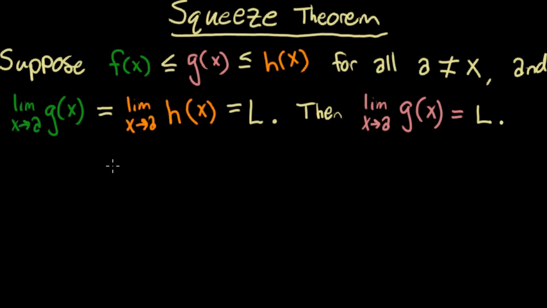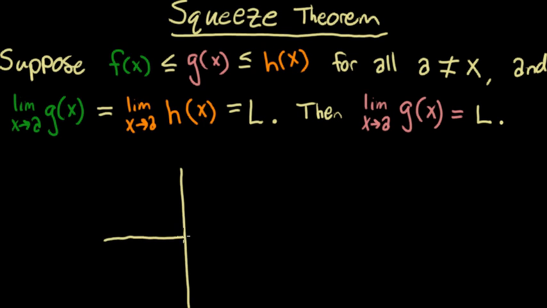and g of x is less than or equal to h of x, then for all x not equal to a, and the limit as x approaches a of g of x equals the limit as x approaches a of h of x equals L, then the limit as x approaches a of g of x also equals L. And that sounds pretty complicated, but we can make it much simpler if we just draw a picture.